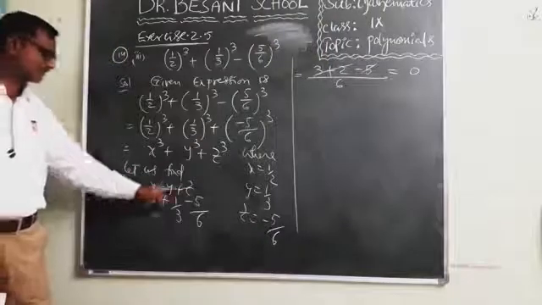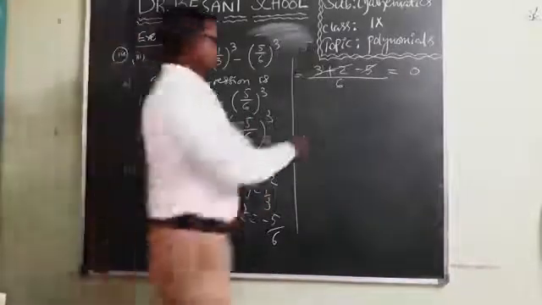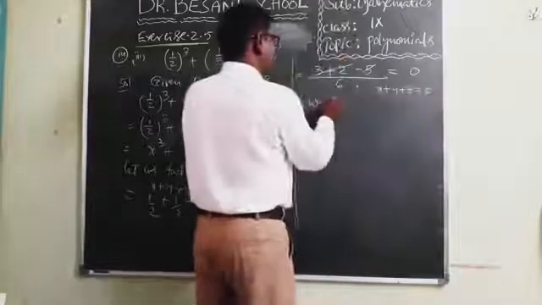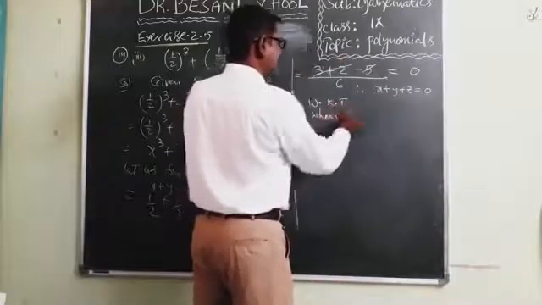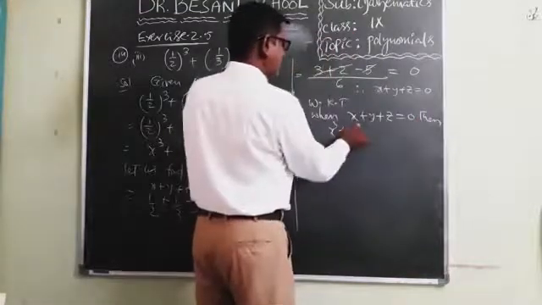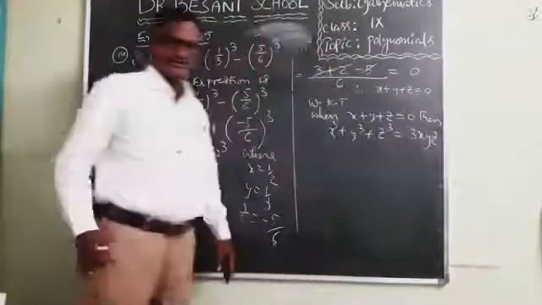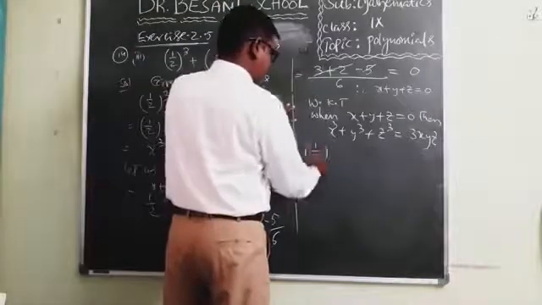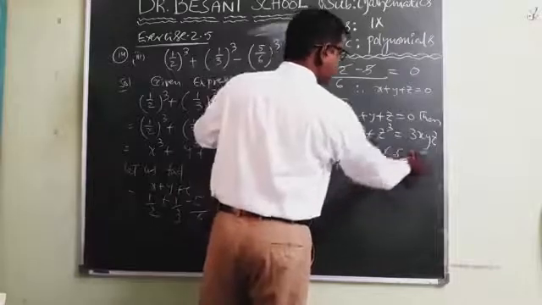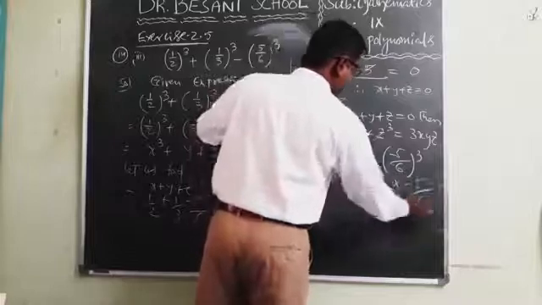We know that when x plus y plus z is equal to 0, then x³ plus y³ plus z³ is 3xyz. Okay children, therefore what we noticed here, x plus y plus z we got as 0. So WKT stands for, we know that when x plus y plus z is equal to 0, then x³ + y³ + z³ = 3xyz. X cube means (1/2)³, plus y cube means (1/3)³, plus z cube means (−5/6)³, equal to 3 into x, 1/2, into y, 1/3, into z, −5/6.